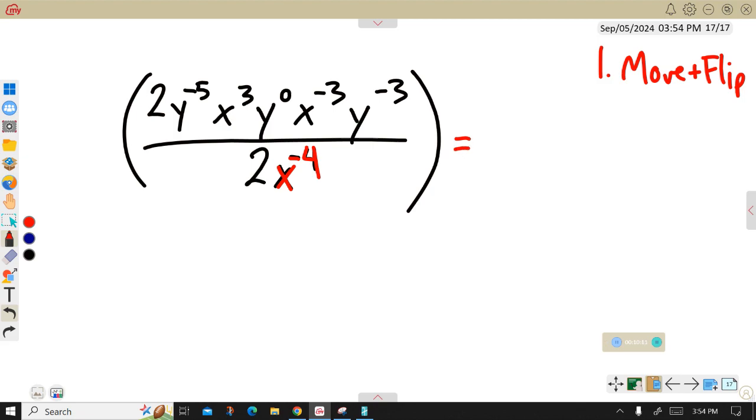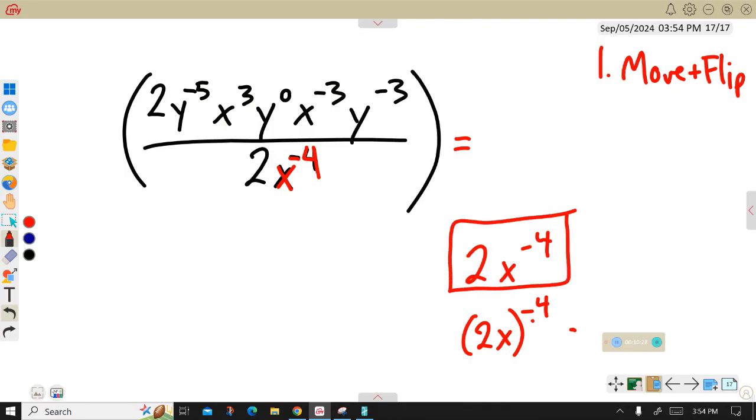But then we got to talk about the difference. What's the difference between this and this? In this example down here, the 2 is taken to a negative power. But in this example right here, the 2 is not taken to a negative power. So my point is that this term, the x to the negative 4, needs to move. But the 2 is going to stay right there because the 2 doesn't have a negative exponent. So let's move and flip so you guys can see what I'm talking about.